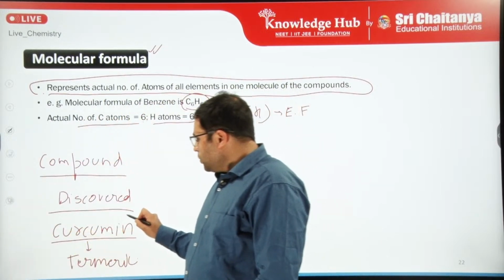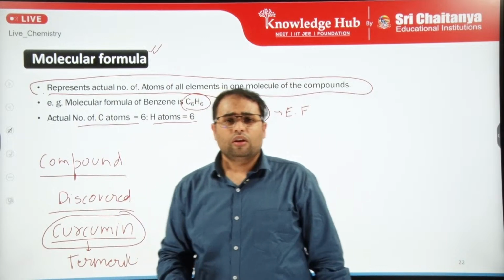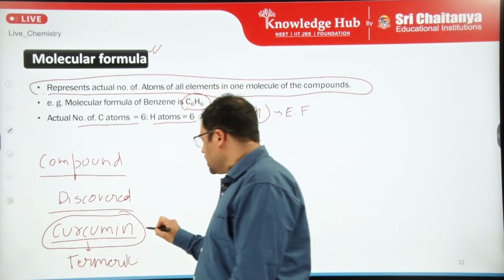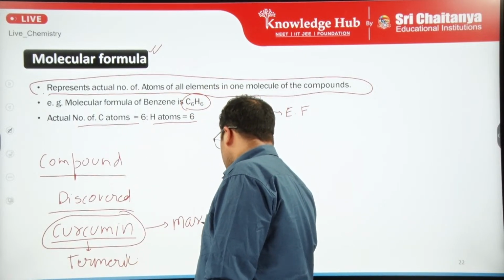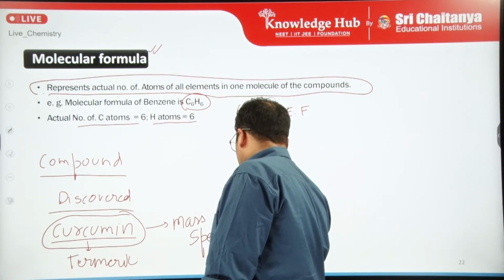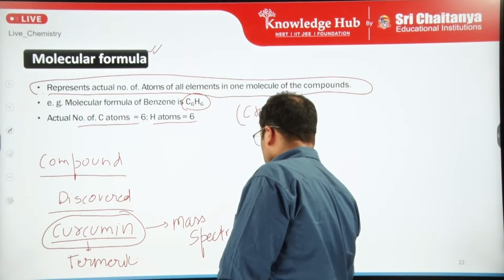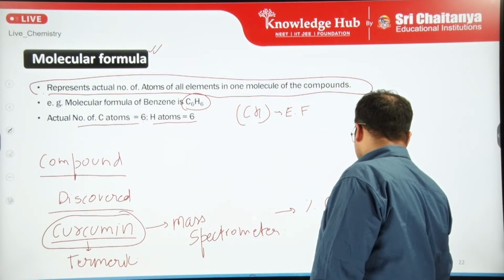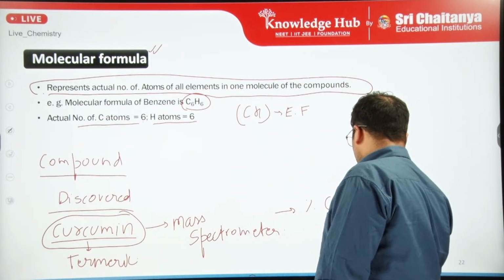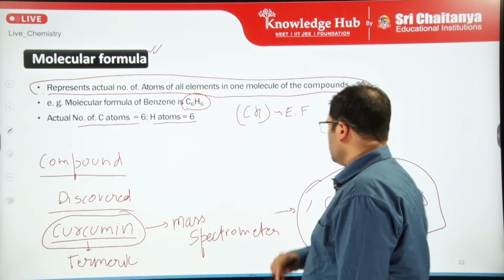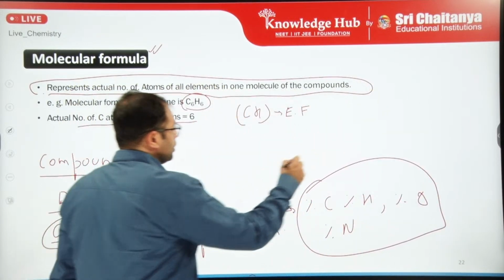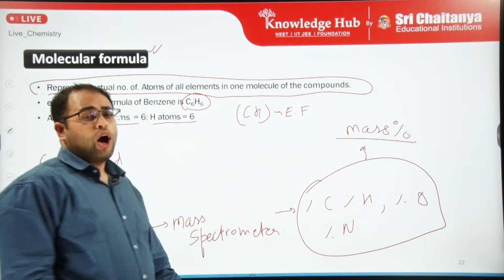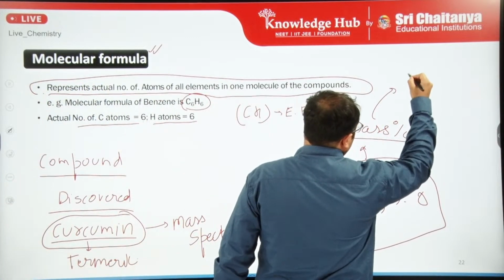Now this, when it was discovered, you have to understand that we cannot see atoms, right? We cannot see atoms. So we put this in a machine, which is the mass spectrometer. What that does is it tells you the percentages of carbon, hydrogen, oxygen, and also nitrogen. What you have got now are mass percentages, right?